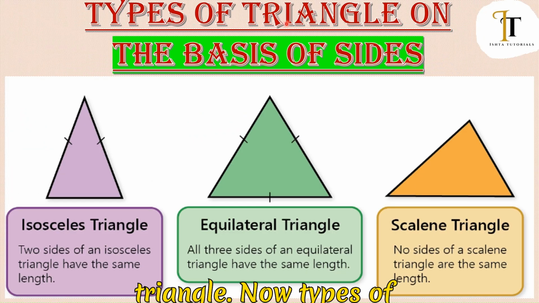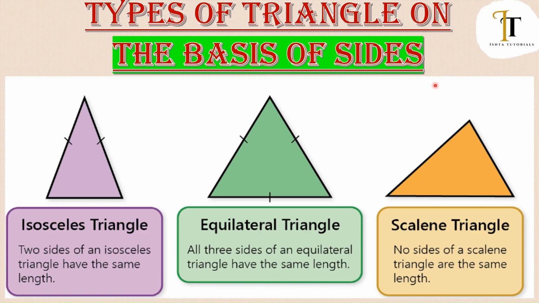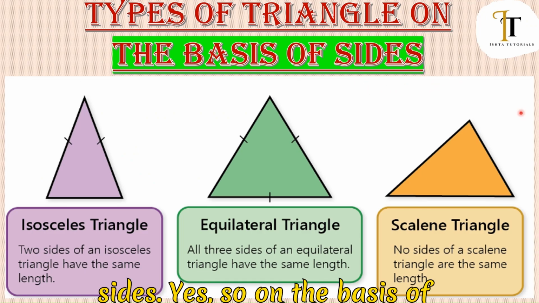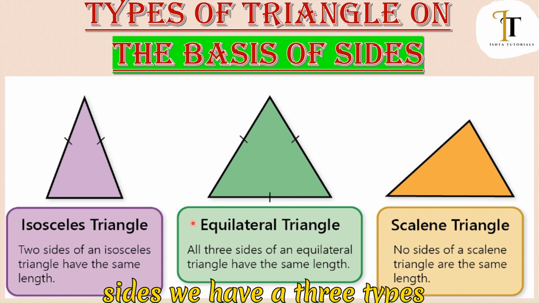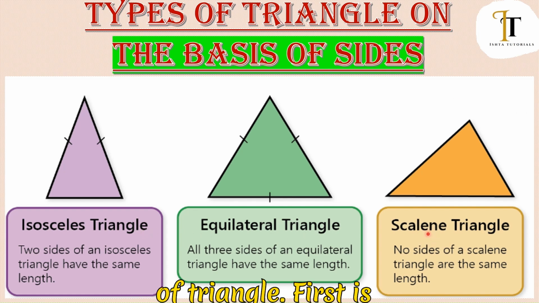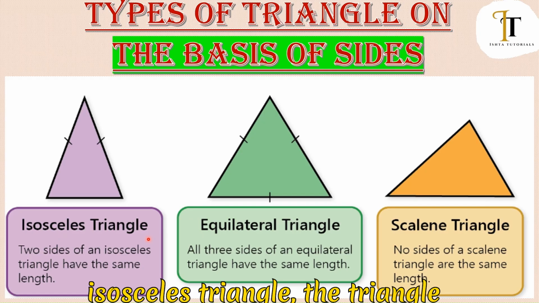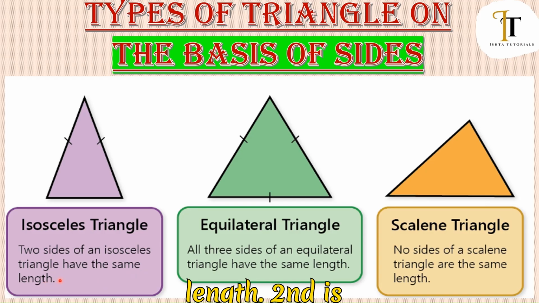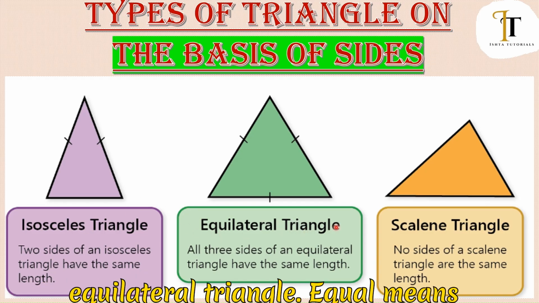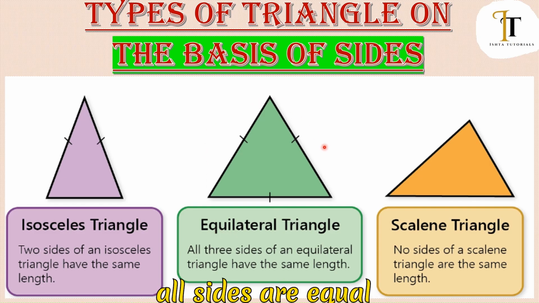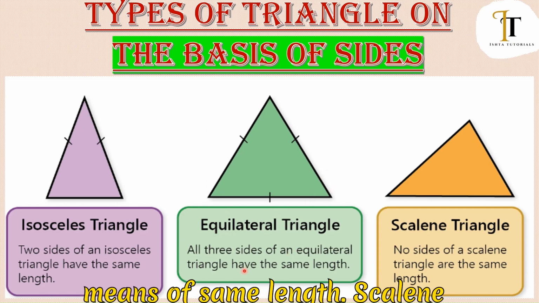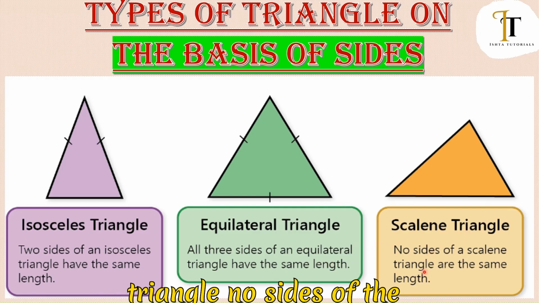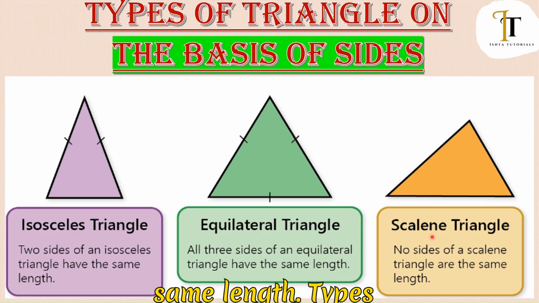Now, types of triangle on the basis of sides. Yes, so on the basis of sides, we have three types of triangle. First is isosceles triangle, the triangle having two sides of the same length. Second is equilateral triangle. Equal means all sides are equal, means of the same length. Third is scalene triangle, no sides of the same length.